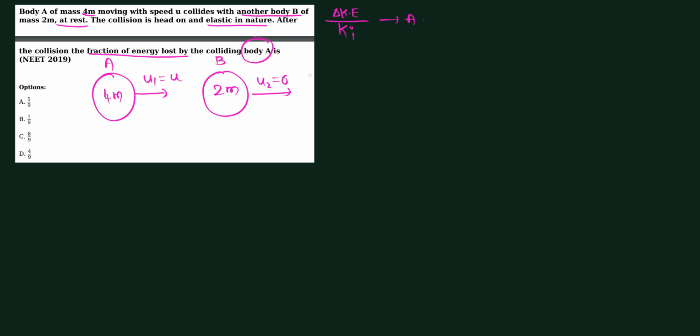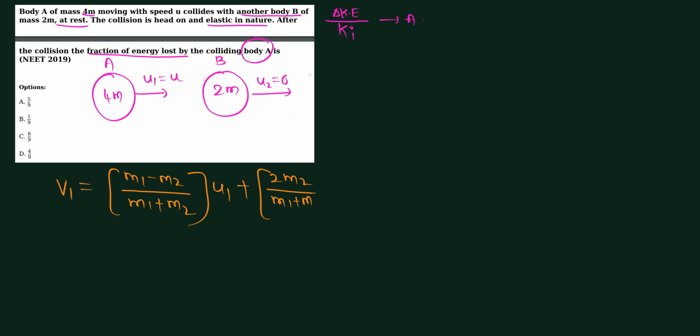Now you see, we have a formula to find the velocity V1. Do you know that formula? V1 equal to, can you tell the formula? (M1 minus M2) by (M1 plus M2) into U1 plus 2M2 by (M1 plus M2) into U2.